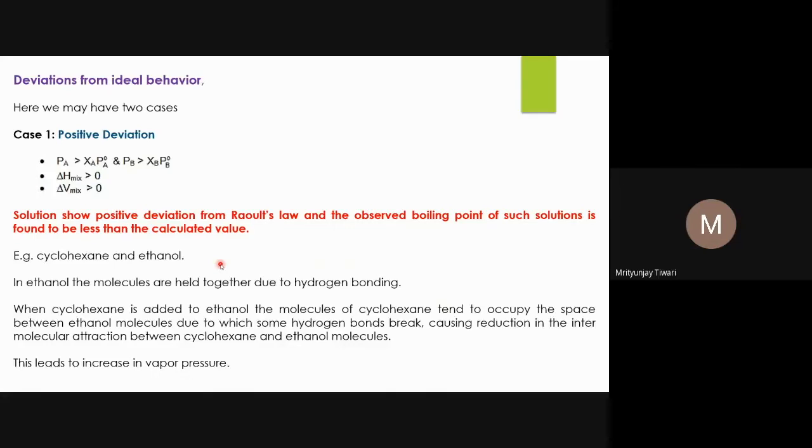And so what does it mean? It means this shows the positive deviation. Remember, cyclohexane is also a volatile component. In both these cases, you will see the vapor pressure of both will be more than the theoretically calculated vapor pressure.